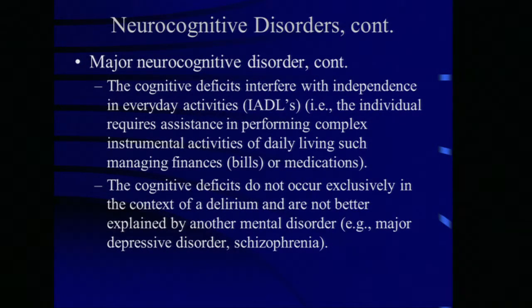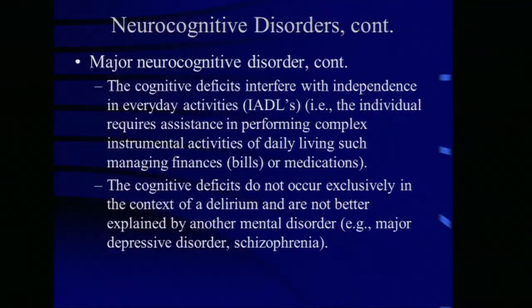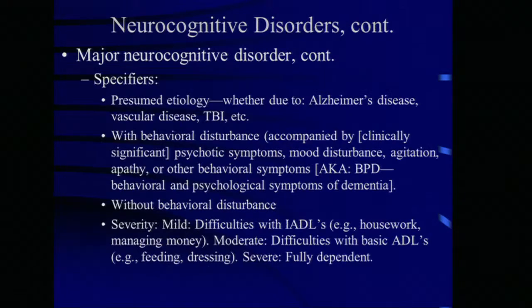Cognitive deficits interfere with independent activities of daily living. So ADLs are not very sensitive to early onset of dementia. With ADLs, you have to be pretty impaired before that starts getting impaired. Things like being able to manage finances and medications and stuff, that's more sensitive to beginning impairment. So they interfere such that the person has to have assistance in performing complex instrumental activities of daily living. So the difference between major and mild is, does the person require assistance? If they require assistance, then it's major. It doesn't include exclusively doing another disorder.